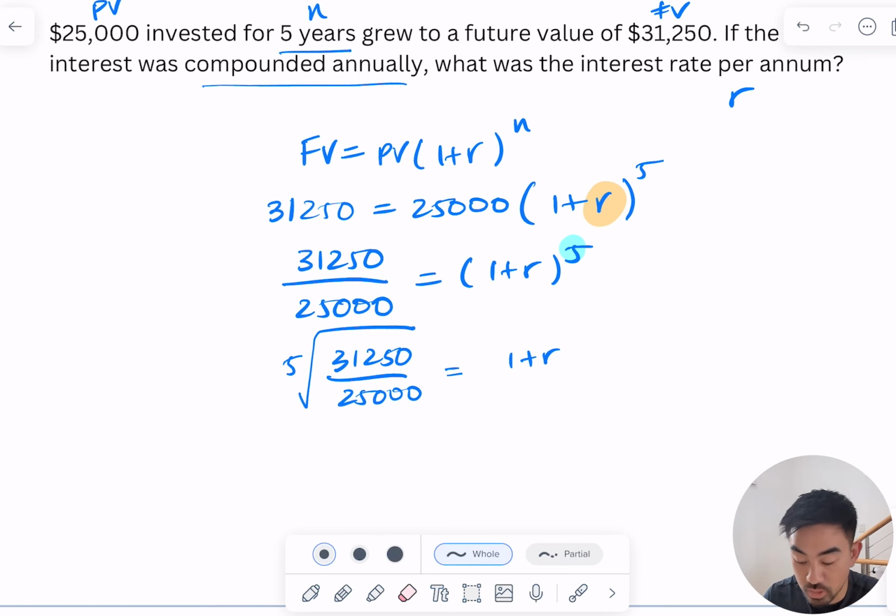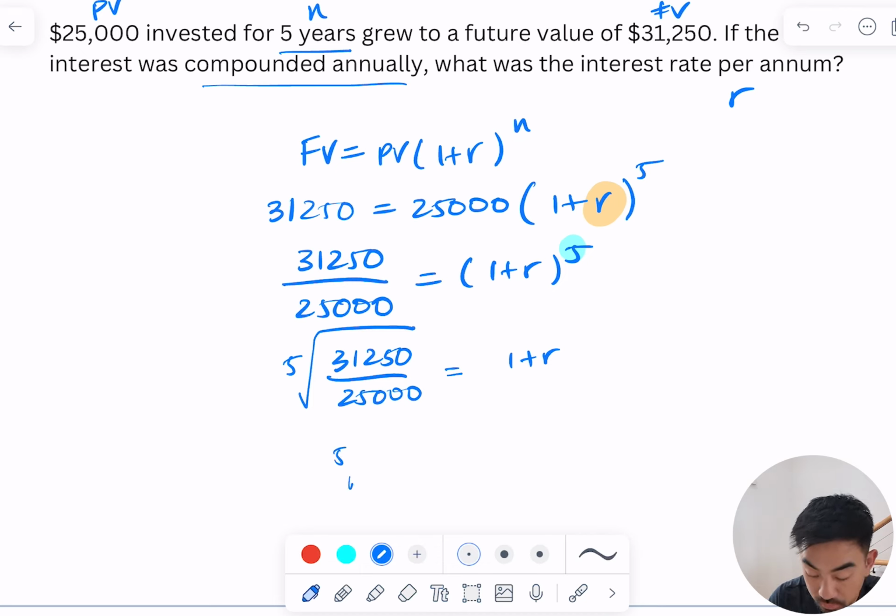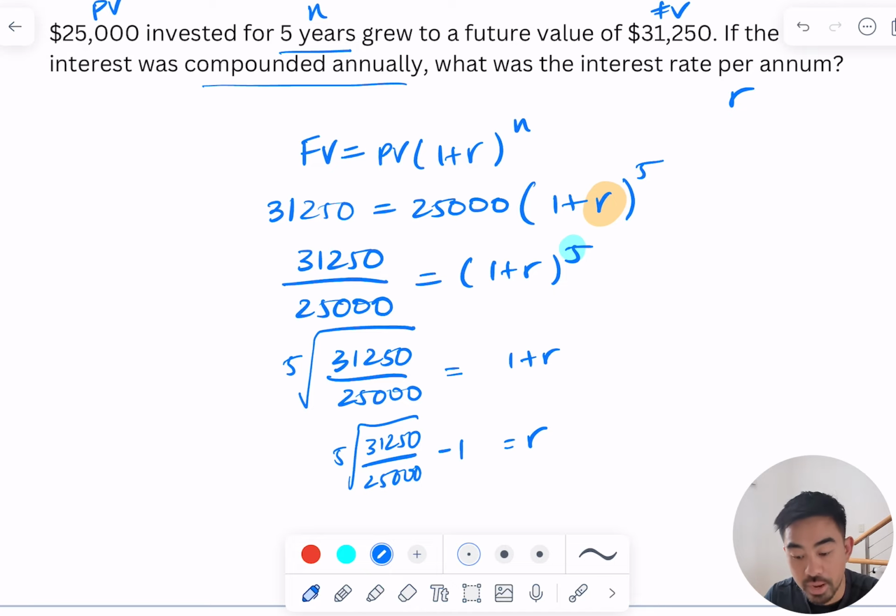All right, I'm almost there. So I need to just get r by itself, so I need to subtract the 1. Rewriting this, the 5th root of 31,250 over 25,000, minus 1 equals r. And that will be my answer.